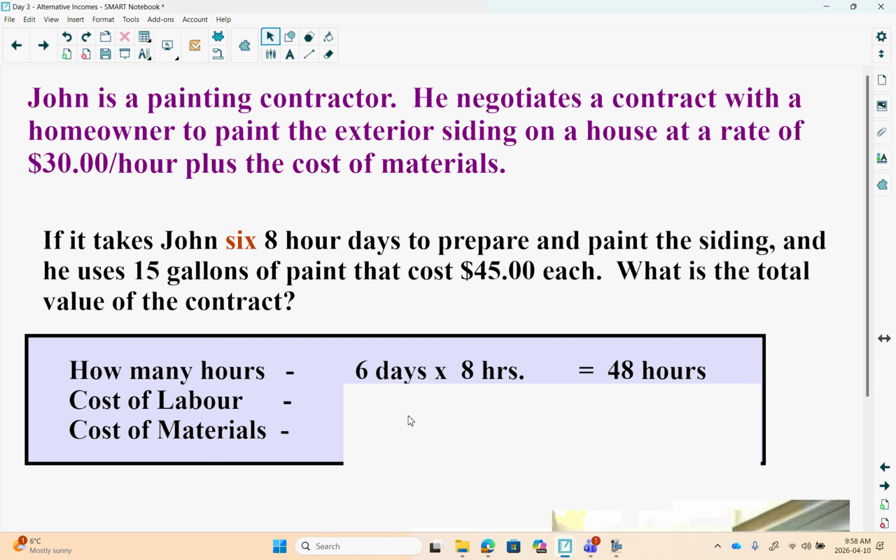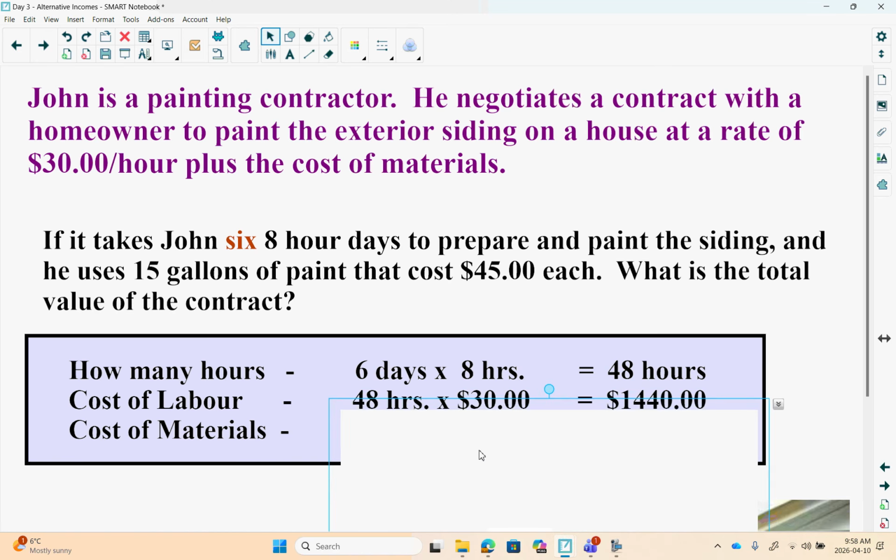What's the cost of labor? How do I figure that out? Like, how much am I going to owe John? Times 48 by 30. You multiply the 48 hours by his $30 an hour rate. So what's 30 times 48? It'd be 480, 480, and 480. That's 1,440. And then I got to factor in the cost of materials.